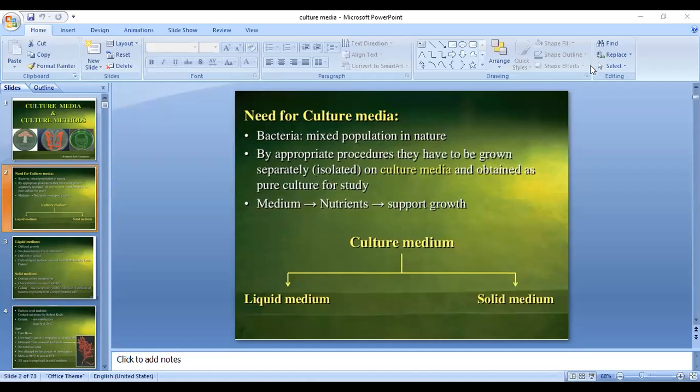Okay, so bacteria usually, if we take a soil sample, we get a mixed population in that sample, and by following appropriate procedures, we can separate them, or we can get isolated colonies on culture media. And this media contains nutrients which support the growth of the bacteria or other microorganisms. Now this media can be of two types. One is liquid media and the other one is solid media.